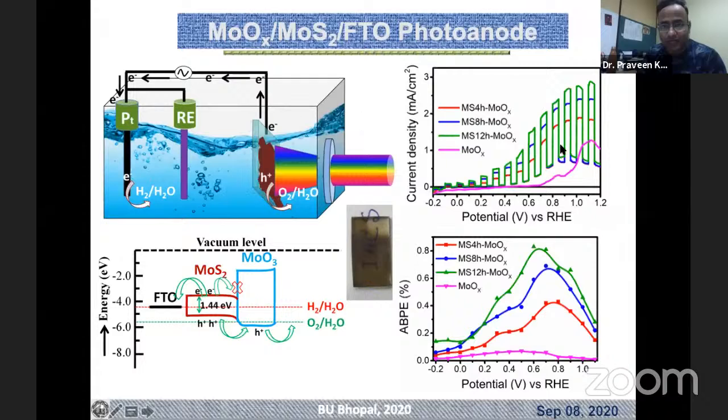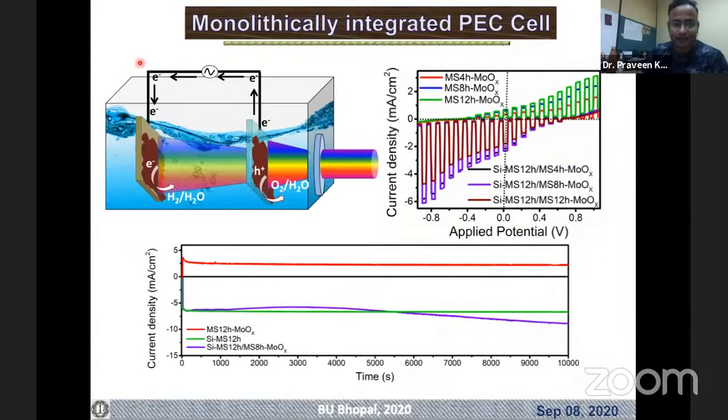We talked about the transparent one. If I talk about the 12 hour, it will reduce my transparency. So in the monolithic system, we have used the 8 hours, which has an efficiency of 0.67%. When we make this monolithic integrated system, where we have not only this transparent photoanode but also the silicon photocathode, you can see we were able to get not only the reduction reaction, we were able to get the oxidation reaction as well.